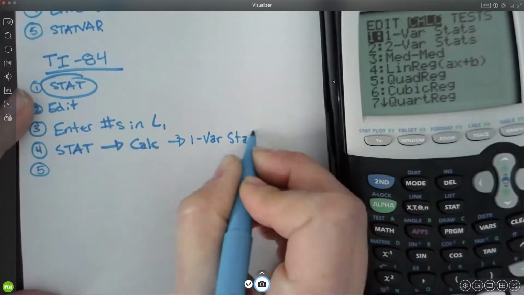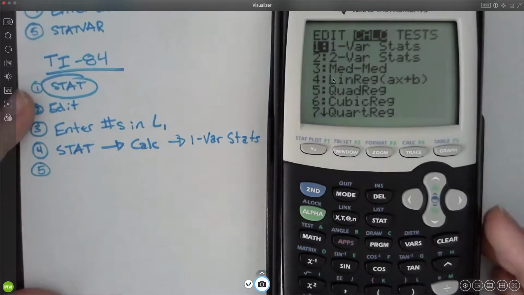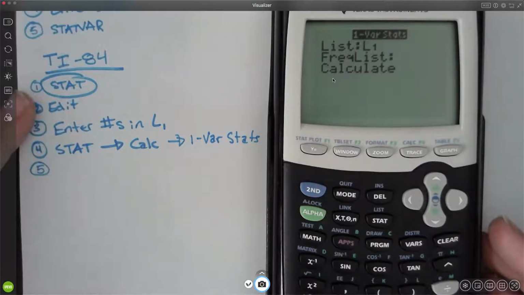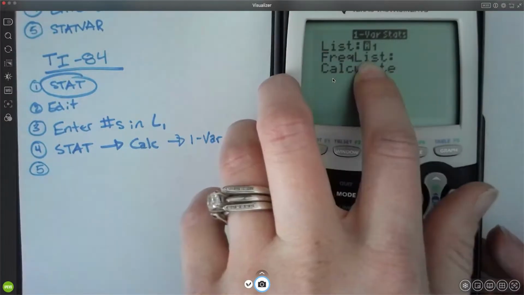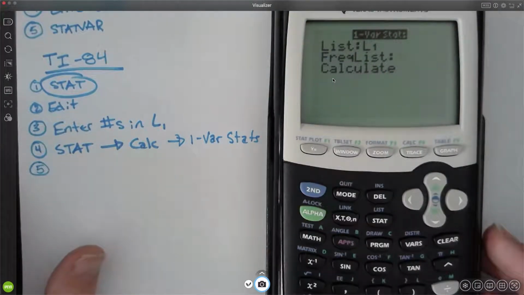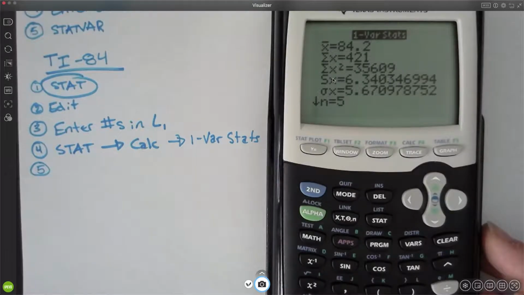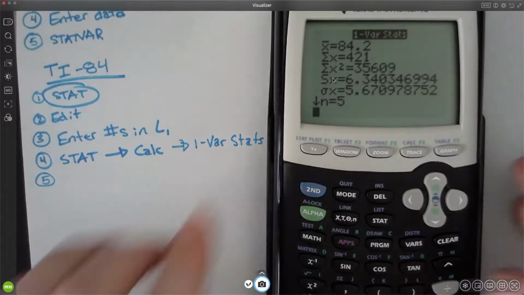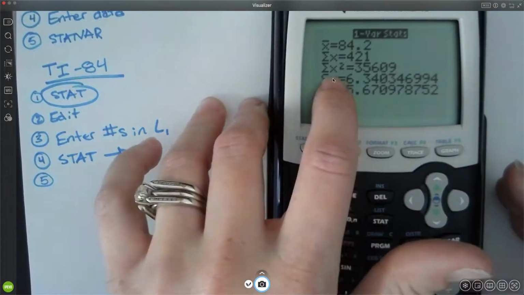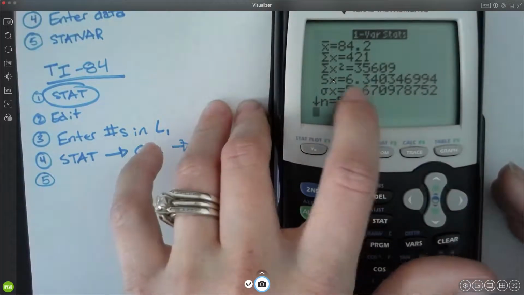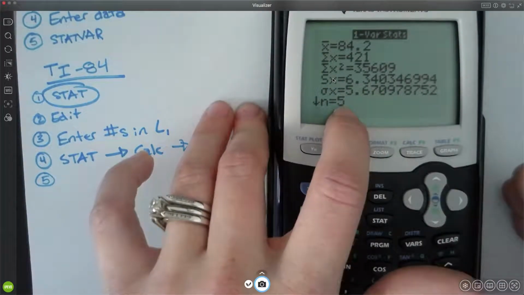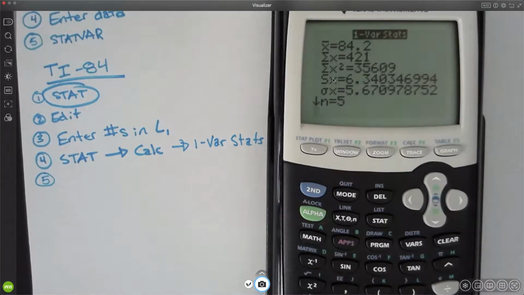I hit enter, and it's asking me, do you want to use the stuff that's from list 1? Yes, I do. So I'm going to click enter, enter, or you can click the down arrow until it says calculate. And I'm going to click enter again. And it's going to spit out all that stuff. X bar was 84.2. This S of X is 6.34. That N was 5 because I entered 5 numbers in, etc. It's all right there for you. Good? Awesome. So that is a graphing calculator.